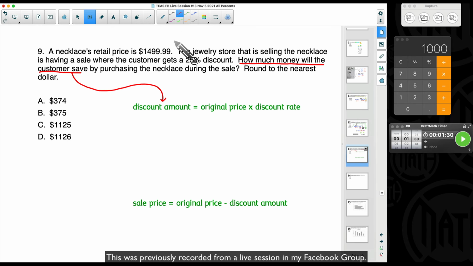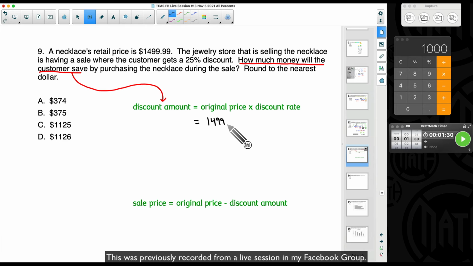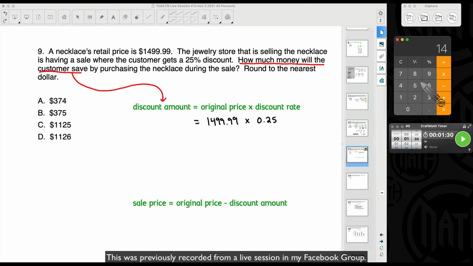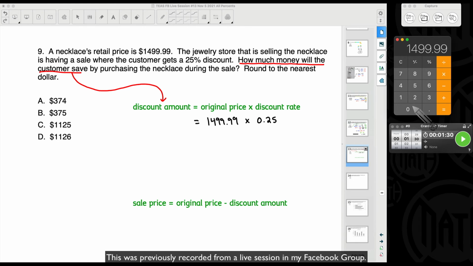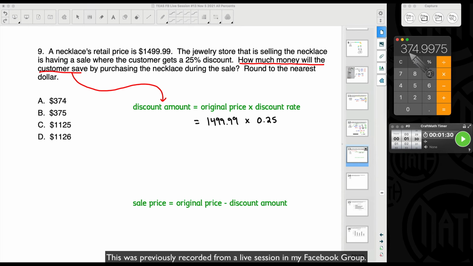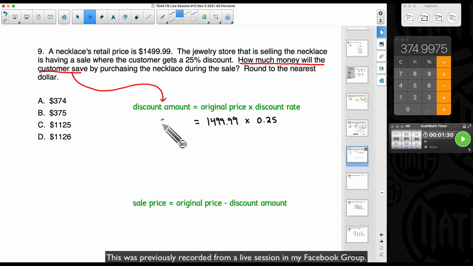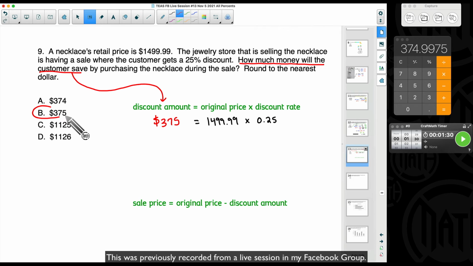We're trying to figure out the discount amount. How much money are they going to save? So the way we figure that out is we take the original price, $1,499.99, and multiply it by the discount rate, which is a 25% discount. Let's do that. $1,499.99, pretty much $1,500, times 25%, 0.25, and we get $374.9975. It does say round to the nearest dollar. Regardless, this would go up to $375 anyway. This is the discount amount. This is how much the customer will save.